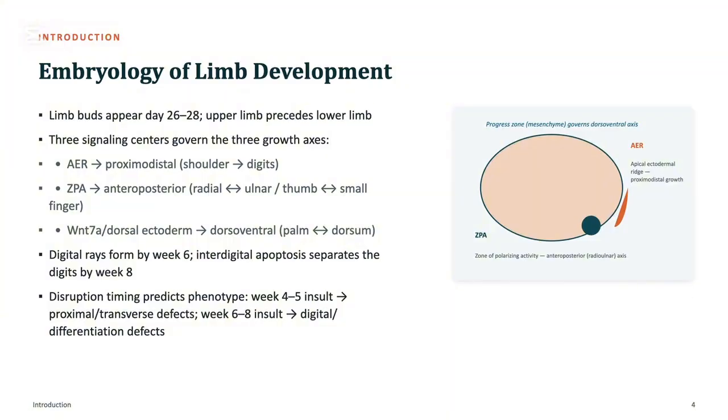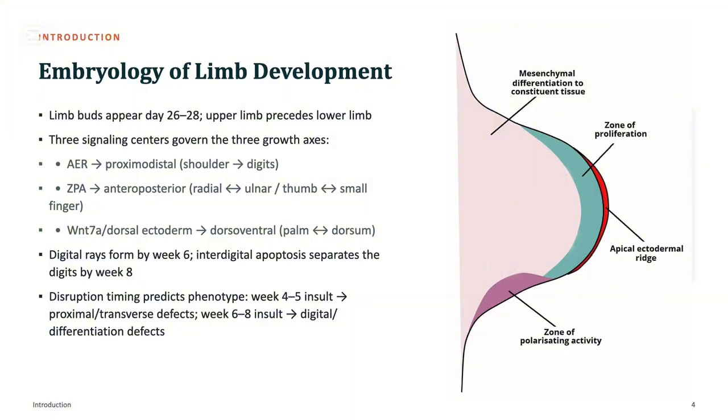The zone of polarizing activity guides the anteroposterior axis, like radial to ulnar, or thumb to small finger. The dorsal ectoderm, sometimes called the ridge, guides from palm to dorsum. The zone of polarizing activity guides from radial to ulnar. Underneath these, there are the zone of proliferation and the mesenchymal differentiation zone.